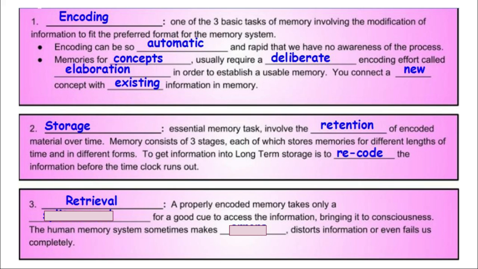Being able to take that encoded memory and access it. But a properly encoded memory takes only a split second for a good cue to access that information. In other words, bringing it to consciousness, your awareness. And the human memory system sometimes makes errors and distorts information, or even fails us completely. If you think about it, you could be a witness to an event where a lot of other people are witnesses as well. But the way you remember that years to come could be very, very different.